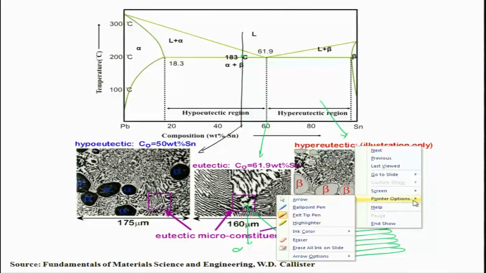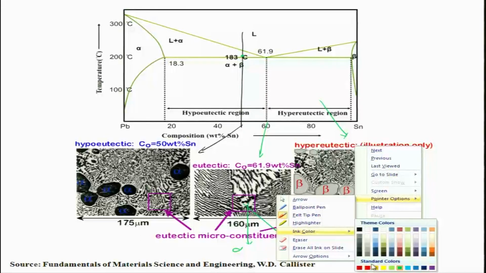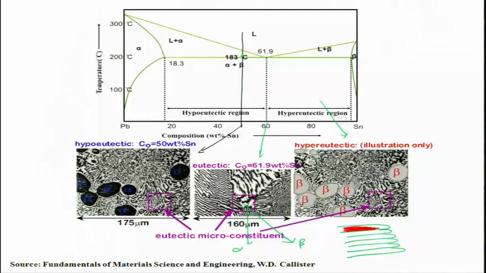Okay, so let's say one of them is alpha, and the other one is beta. And remember, alpha is lead rich, which means it has to reject tin. Beta is tin rich, it has to reject lead. So partitioning of solute has to happen, which means tin needs to travel this side and lead needs to travel this side. As a result, simultaneous growth and simultaneous solute partitioning has to happen.